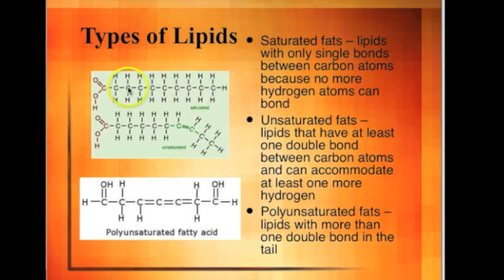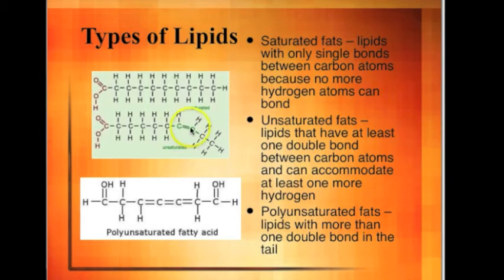That means it is totally saturated with hydrogen. No more hydrogen could fit in this molecule. Unsaturated fats have at least one double bond between two carbon atoms, and that means there could be other hydrogen atoms. If we broke one of the bonds between the two carbon atoms, we could squeeze two more hydrogen atoms into this molecule. So this is considered to be unsaturated.